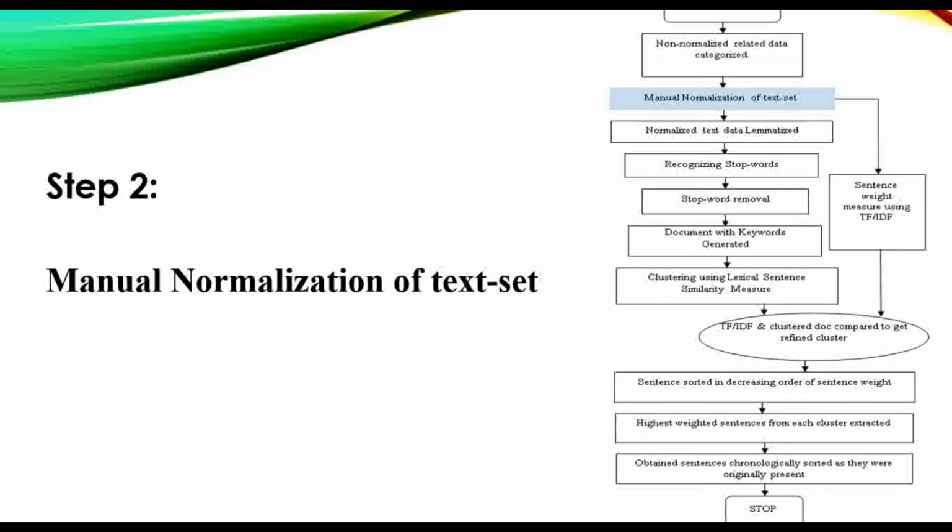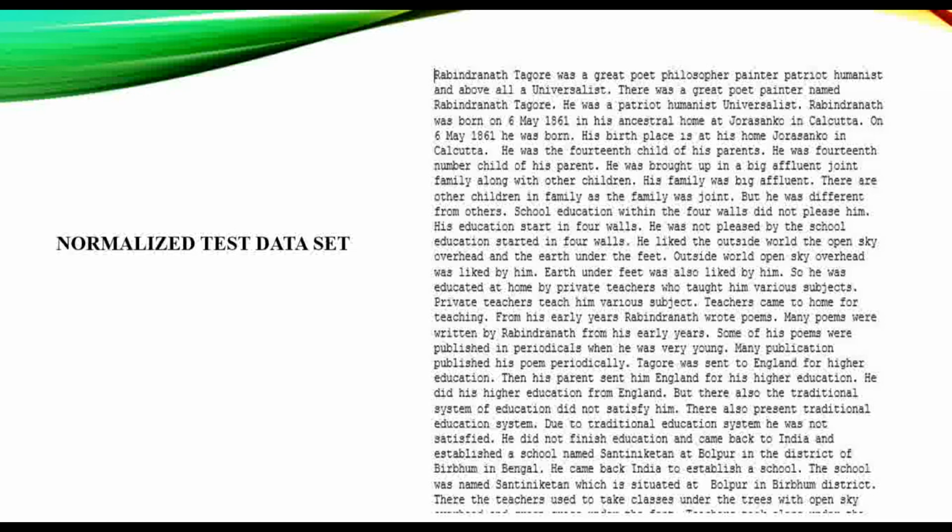Manual normalization of text set. Non-normalized text is then manually normalized. This step involves removal of special characters, spaces, conjunctions such as hyphens or underscores, subscripts, superscripts, double spaces, anything that does not give any special meaning to the document. Even numeric values are removed for that purpose, but importance of the sentences will be calculated considering the relevance on the whole document set and not on specific facts. This is what a normalized text dataset looks like.